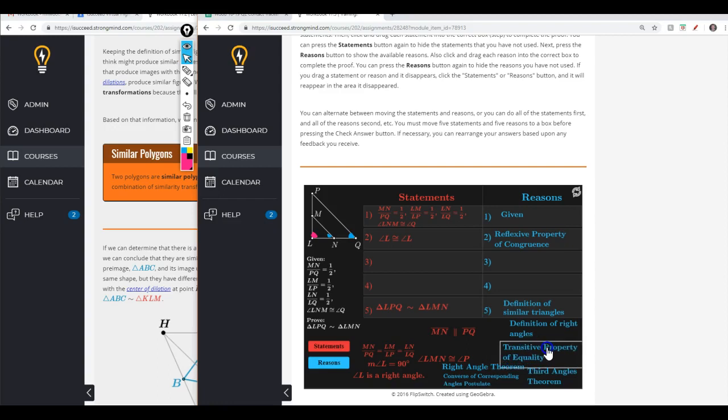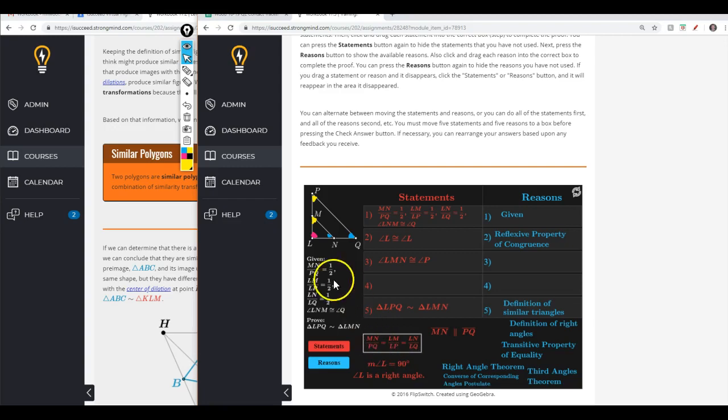So I would state that angle L is congruent to itself by the reflexive property of congruence. And then the next angle to prove would be that angle M, or LMN, is congruent to angle P. So then we have this one. Oh, okay. Well, we'll see.